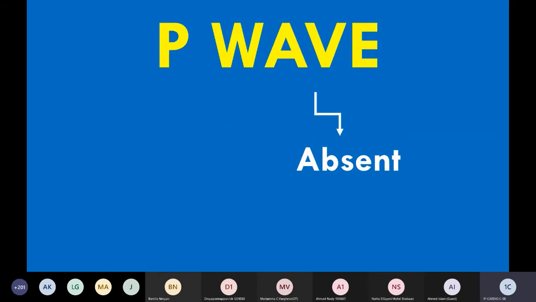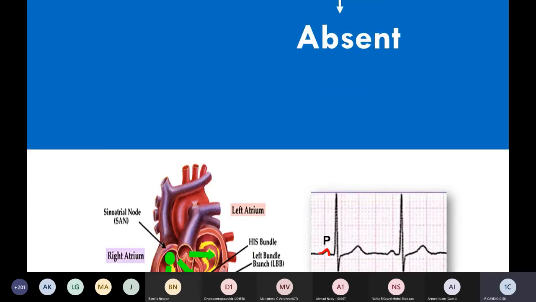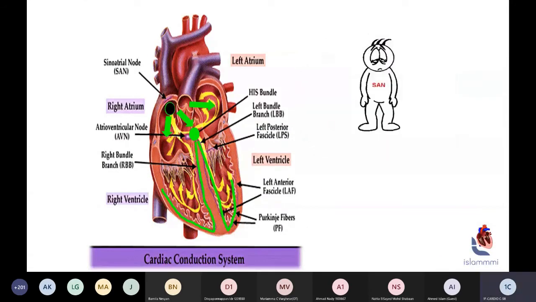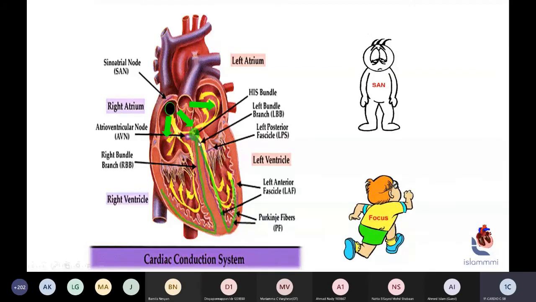So what if the P wave is absent? We have two conditions here. Either the SA node, which is the normal pacemaker of the heart, is sleepy or diseased, or we might have another point in the heart that is now stronger than the SA node. So either the normal pacemaker has a problem and is sleepy, or we have an active point outside of the pacemaker that is now stronger than it. We will see the difference now.